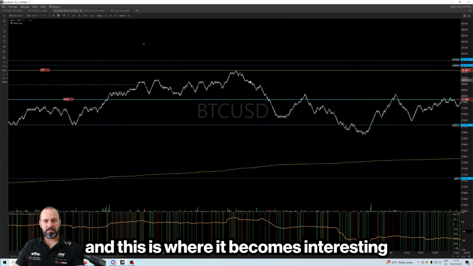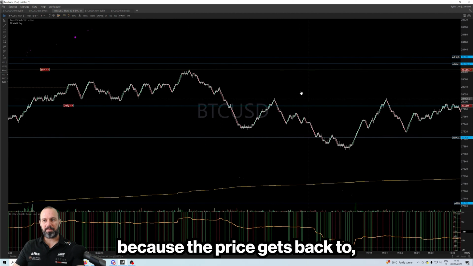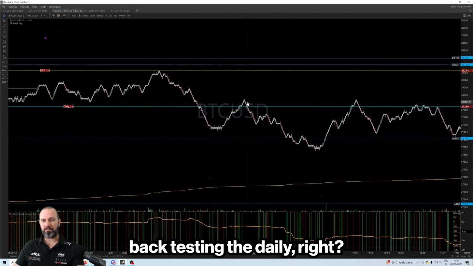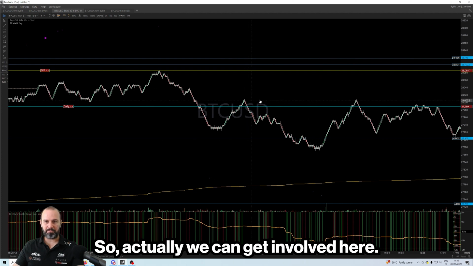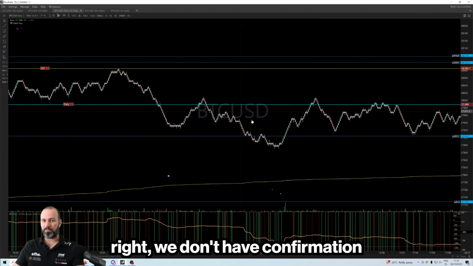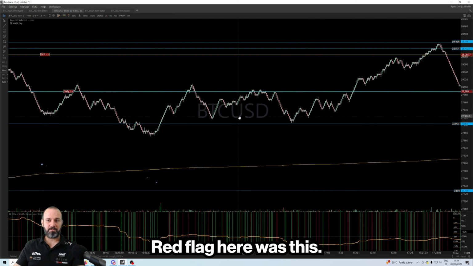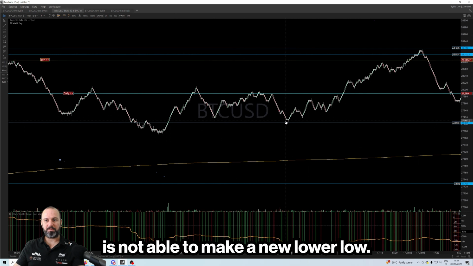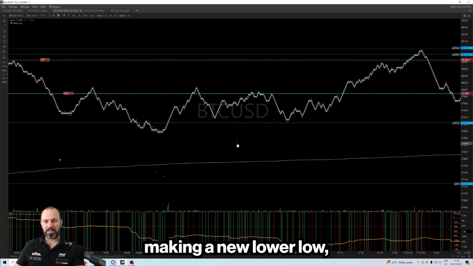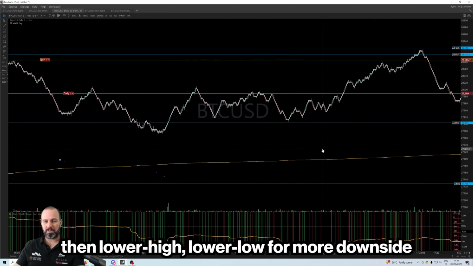And this is where it becomes interesting, because the price gets back to backtesting the daily, right? So low, lower high, lower low. So actually we can get involved here, right? We don't have confirmation, but we have this. The red flag here was the price is not able to make a new lower low. You'd like to see the price making a new lower low, then lower high, lower low for more downside.